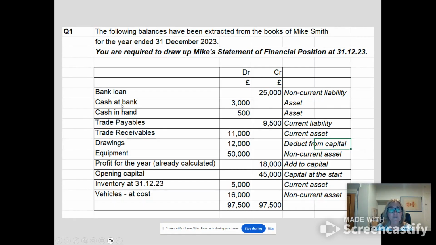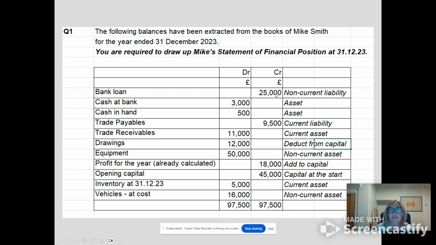So anything in the debit column, remember, is going to be an asset. So cash at bank, cash in hand, those are current assets. We've got trade receivables, also a current asset. We've got the owner's drawings. We're going to deduct that from capital, so that's not an asset, it's a deduction from the capital balance. We've got equipment, which is a non-current asset. We've got inventory, this is closing inventory at the end of the year, £5,000, that's a current asset. And then vehicles, that's another non-current asset.